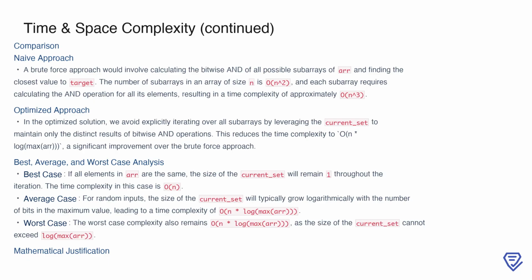Analyzing specific cases, the best case scenario occurs when all elements in the array are identical. Here, current_set remains of size 1 throughout, making the time complexity O(n). On average, for random inputs, the current_set size grows logarithmically with the number of bits in the maximum value, leading to O(n * log max ARR). Even in the worst case, the current_set size cannot exceed log max ARR, so the time complexity does not worsen beyond O(n * log max ARR).